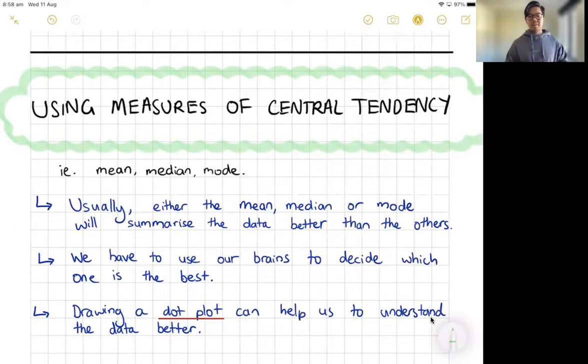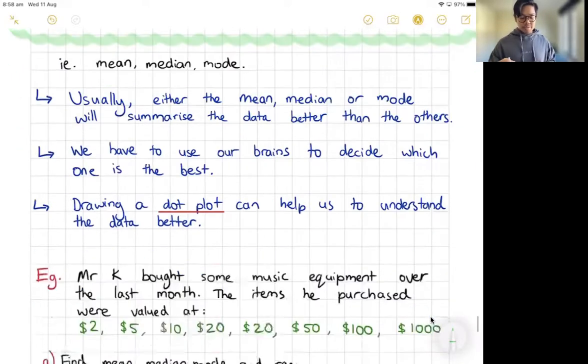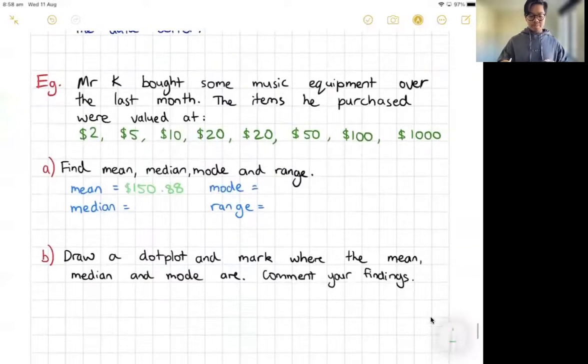And we're also going to learn how to draw a dot plot, because that's something you need to know how to do. It's going to help us really see the spread of the data and have a better understanding of it. So I'm going to give you a quick example here.